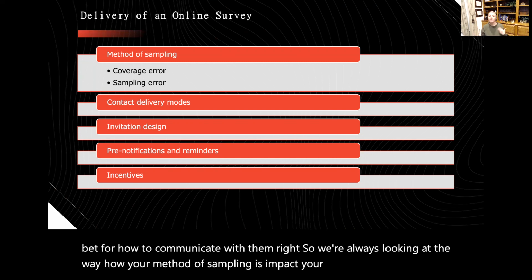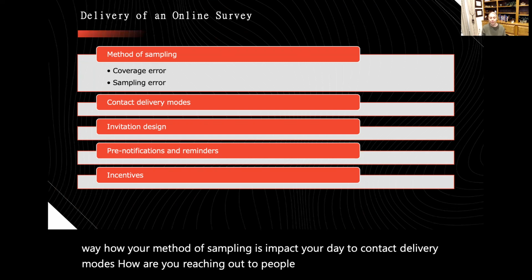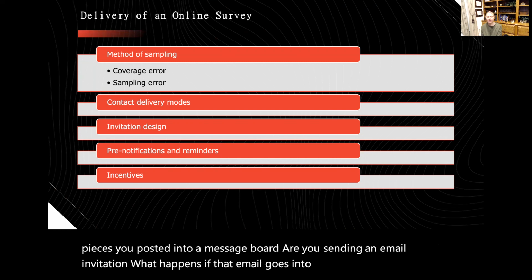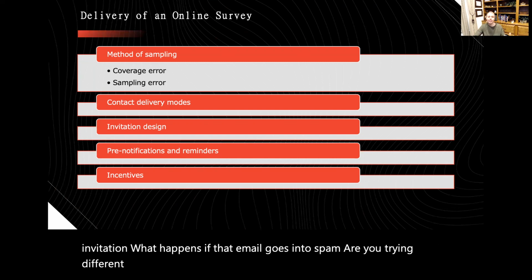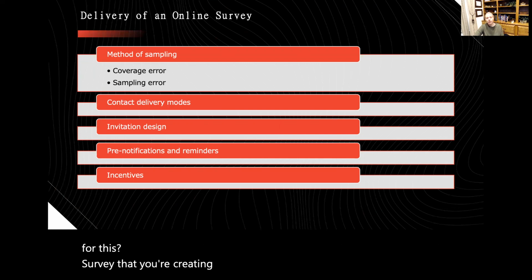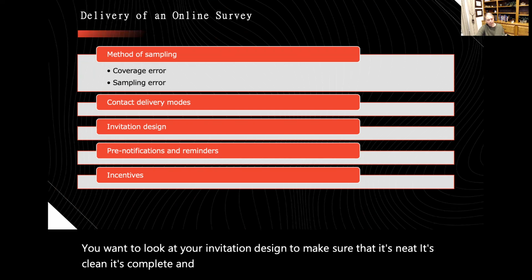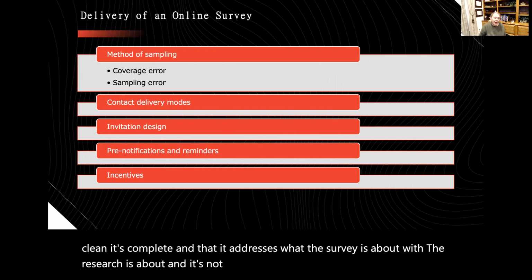Okay? Contact delivery modes. How are you reaching out to people? How are you trying different pieces? Are you posting to a message board? Are you sending an email invitation? What happens if that email goes into spam? Are you trying different approaches to the delivery of the message that you're recruiting participants with? You want to look at your invitation design to make sure that it's neat, clean, and complete, and that it addresses what the survey is about, what the research is about, and is not overly wordy, so that they're able to understand what is being asked of them.